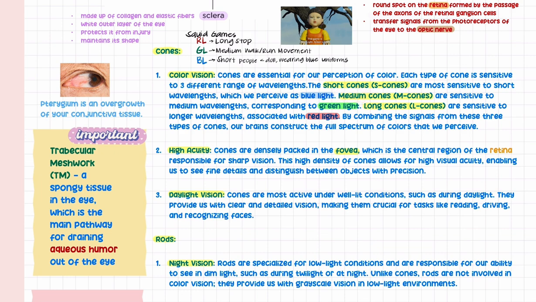And long cones, lastly, are sensitive to longer wavelengths associated with red light. Now, long, and red light. When there's a red light in Squid Games, there's a very long stop. In that long stop, that's when the doll starts looking around and trying to detect if anyone's moving or not, right? But she does that using a long stop. It's not a fast stop, it's a long stop. So when there's a long stop, it's because there's a red light.